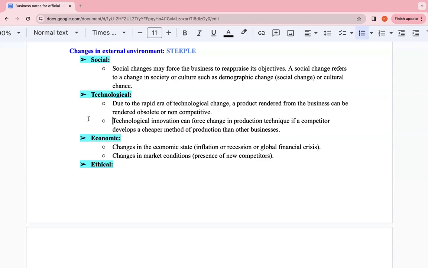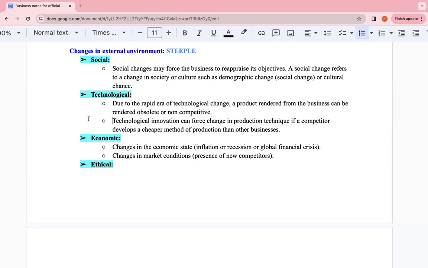Technological changes. Due to the rapid era of technological change, like I constantly mentioned, a product rendered from a business can be rendered obsolete or non-competitive. Especially this comes to machinery, because machinery which is old compared to new technology produces way fewer units in a certain period of time than newer ones. That's why it becomes obsolete.